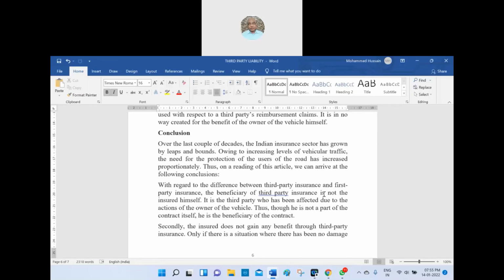Yes, it is viral. The people who die in road accidents are more because of various factors. Number one, drinking. Number two, the stress with which they drive. Number three, the speed they go. Number four, roads not in proper condition. Number five, they don't use proper gadgets like helmets and other things. Owing to the increasing level of vehicular traffic, the need for the protection of the users of the road has increased proportionately.